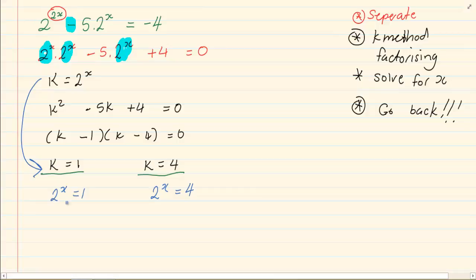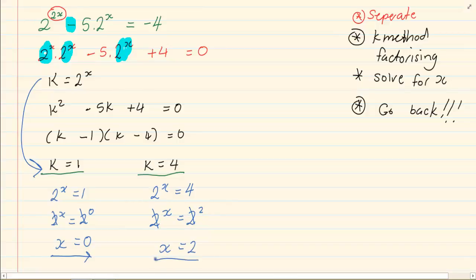Now using your grade 10 rules, we know any exponent to the power of 0 is equal to 1. Therefore 1 is equal to 2 to the power of 0. Once they have the same base, I can cancel it out. X is equal to 0. Here on the second one, we're going to break down 4 to 2 to the power of 2 is equal to 2 to the power of x. Once again, if they have the same base, I can cancel it. X is equal to 2.